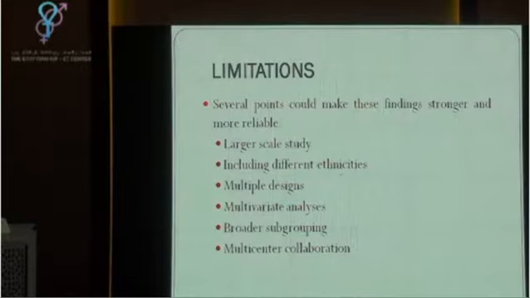We need a larger scale study, of course, including different ethnicities, as all our patients were not 100% Egyptians. We had 2 patients from Djibouti, 5 patients from Sudan, and 1 patient from Kuwait. We can consider them as Middle Eastern. They're not fully Egyptian, but we might need to resort to more different ethnic variability. We need, of course, multiple designs. We need multivariate analysis. We need broader subgrouping, and, of course, multi-center collaboration.